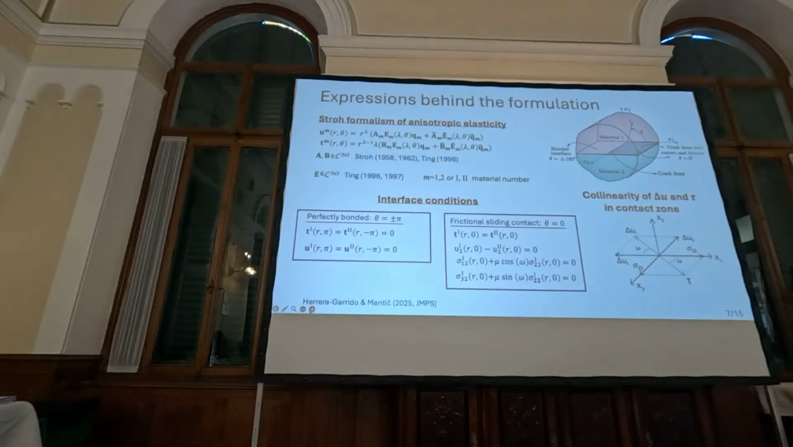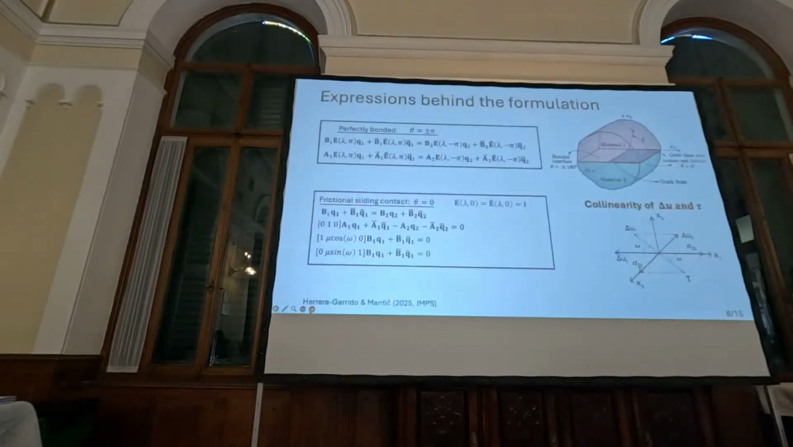We apply the following interface conditions. In the perfectly bonded part, theta equal to plus minus pi, we have continuity of traction and continuity of displacement. In frictional sliding contact in the crack, for theta equals 0, we have continuity of tractions, continuity of normal displacement, and the friction sliding law by Coulomb. We also consider collinearity of the relative tangential displacement vector and the friction shear stress vector in the contact zone in the crack.